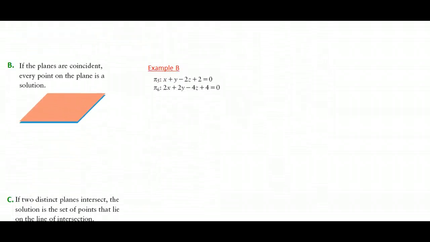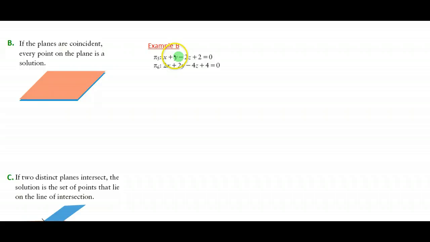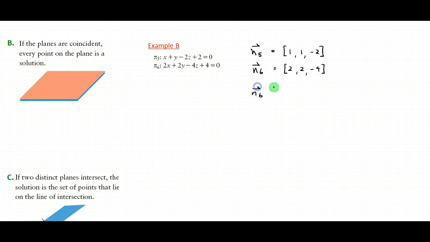Let's take a look at situation B and confirm that also. So here the planes are labeled plane 5 and plane 6. So normal vector 5 is equal to 1, 1, minus 2. And normal vector 6 is 2, 2, minus 4. So it's quite easy to see that normal vector 6 is equal to 2 times normal vector 5. So normal vector 6 is a scalar multiple of normal vector 5, and therefore the normal vectors are parallel.